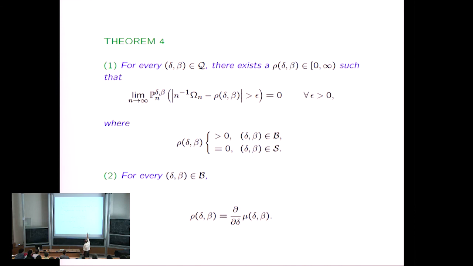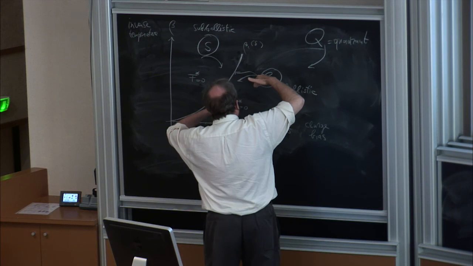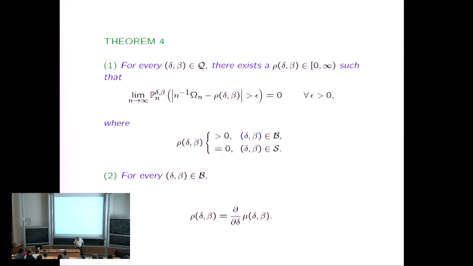There's also a statement for the empirical charge. If I look at the empirical charge on the polymer chain, there is a number, rho delta beta, to which this will converge. And also this number has a dichotomy. It's strictly positive in the ballistic region and it's zero in the non-ballistic region. So everywhere, including this line and below this line, the typical charge distribution of the polymer will be such that it is on average positive. And again, there's an explicit formula for what this charge distribution is.